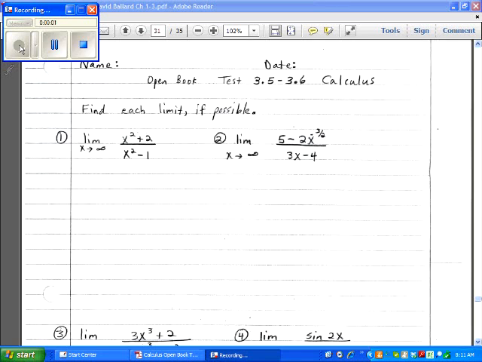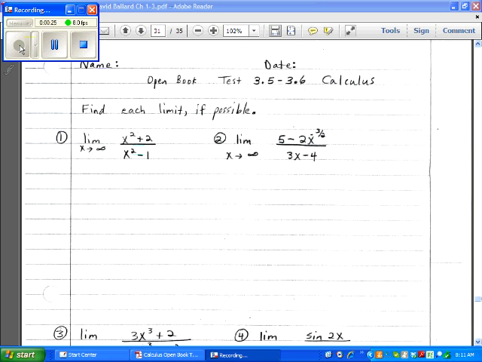All right, we're going to begin to go over the open book test on Unit 3.5 and 3.6. And the first part says find each limit if possible. We're trying to find the limits at infinity. So the question is, after spring break and getting back, how do we do that? So what do we do?